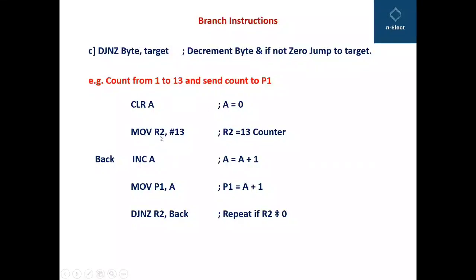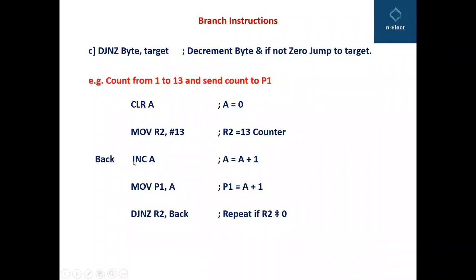Then MOV R2, #13. The meaning of this is that 13 is a decimal number, and that will be loaded into R2. This 13 will be treated as a counter which is required to count from 1 to 13. Now here BACK is written. This is actually a label. This BACK and this BACK are the label, and this is forming a loop. So now the loop starts here.